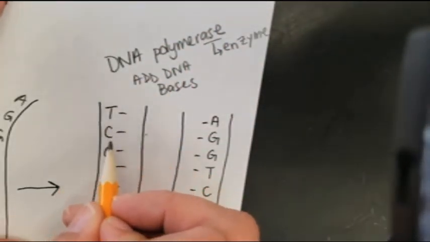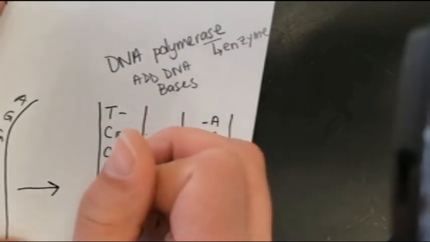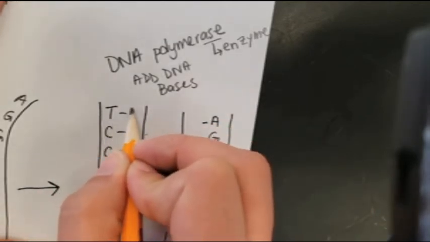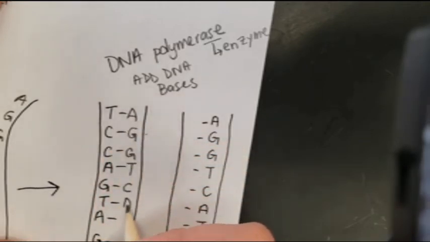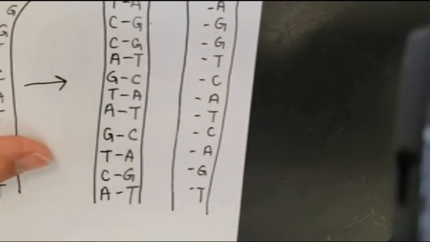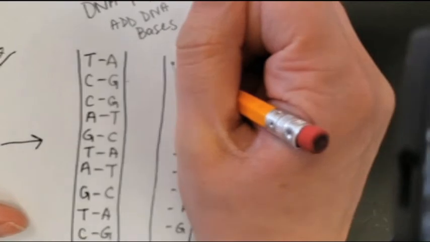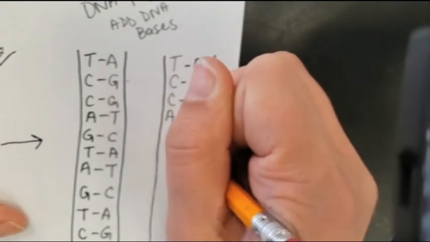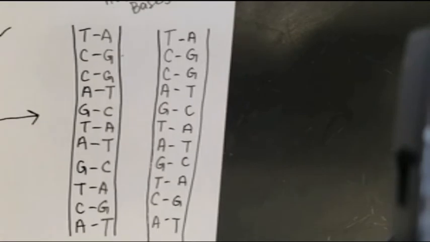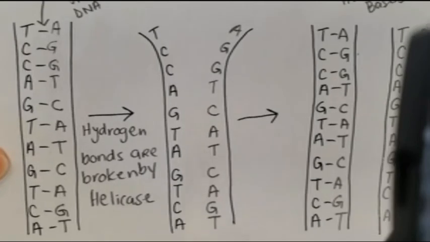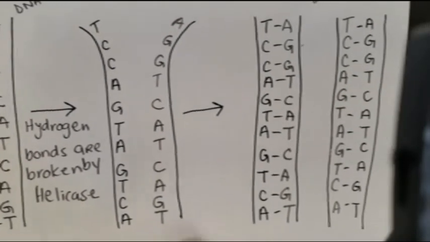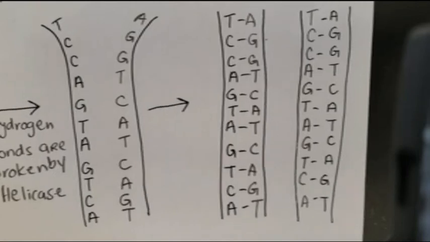So we're going to do our same base pairing rules right here. Match them up again. So T matches with, C matches with, so that's one side, and then we need to add in the other side. So now you can see that we have two DNA strands that are exactly the same. We started with one, we opened it up, and now we're ending with two. Okay?